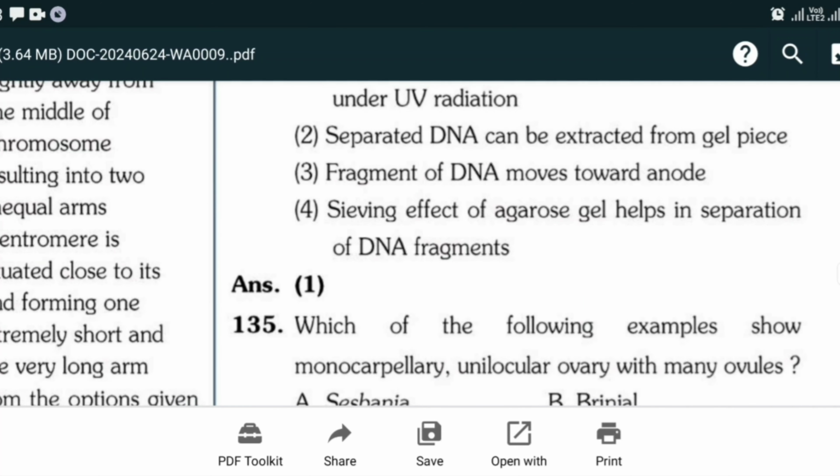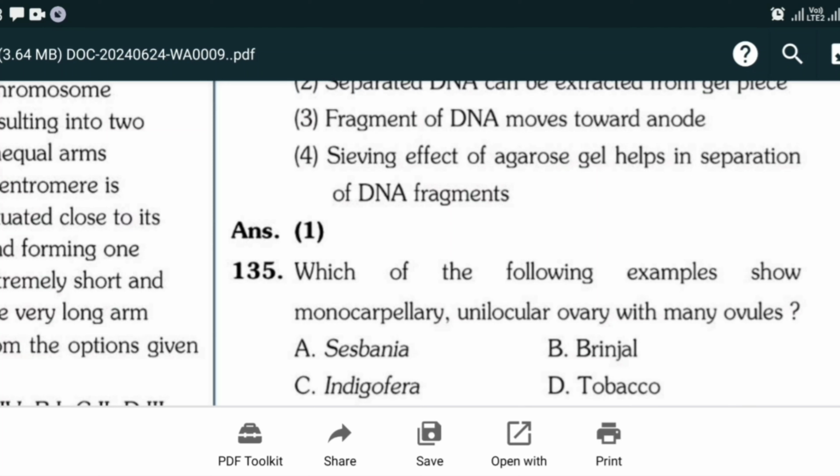Then fragments of DNA move towards the anode. Because DNA is negatively charged, it will move towards the positively charged electrode, which is the anode. Then the sieving effect of agarose gel helps in separation of DNA fragments. Yes, because it gives a porous nature. So that's why it helps in separation. So the correct option is option number 1.